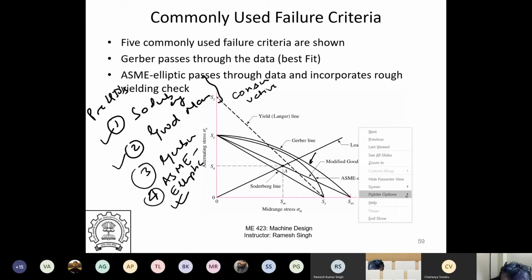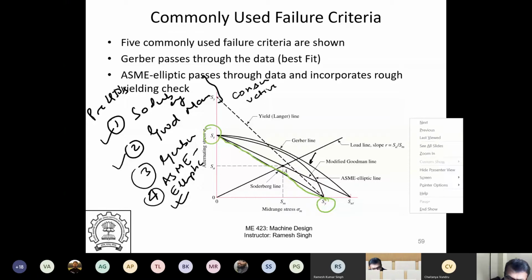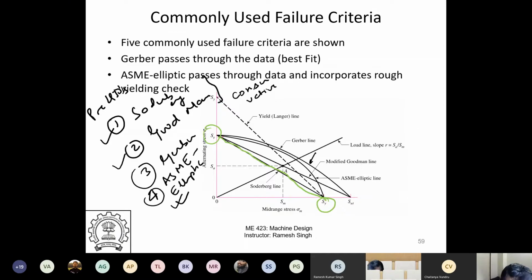Inking color, pointer option, ink color. I will do green to begin with. This one is the Soderberg criteria, which has yield in one direction and endurance limit in the other direction. This is Soderberg. And the other one, let me change the color again, this one right here, the red one, is modified Goodman.